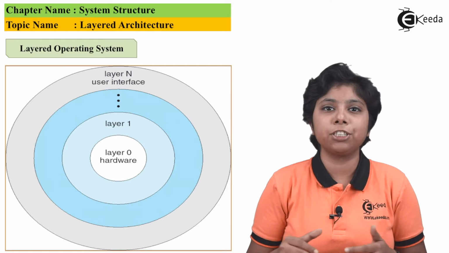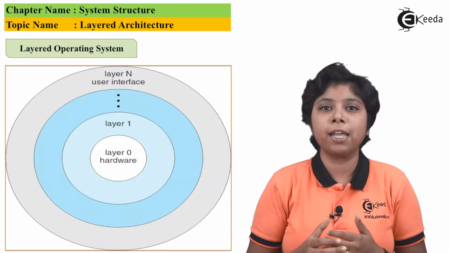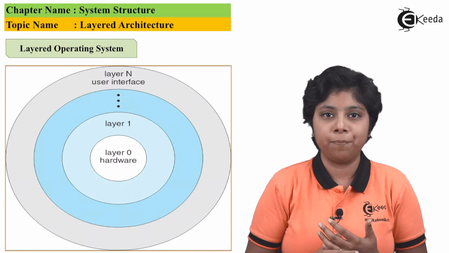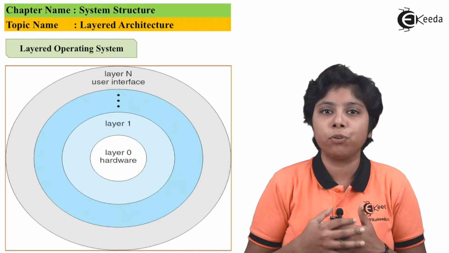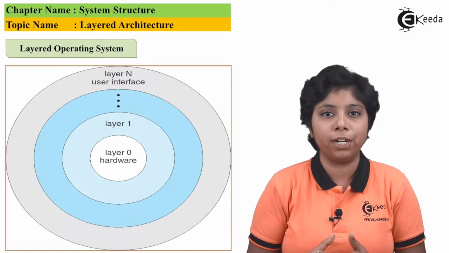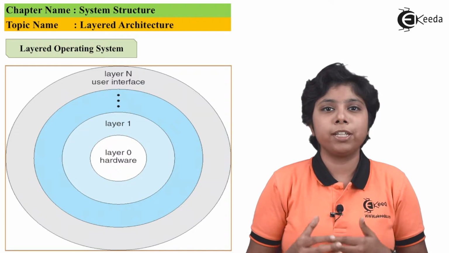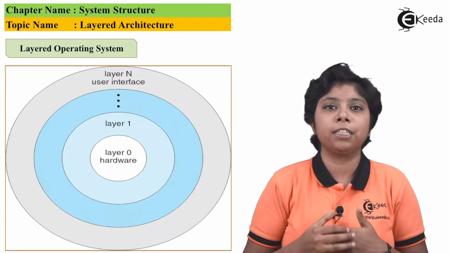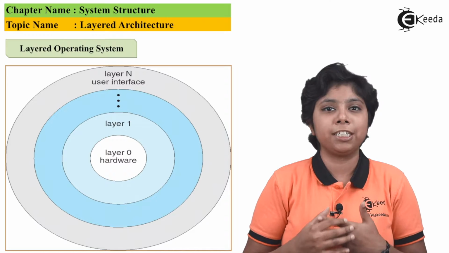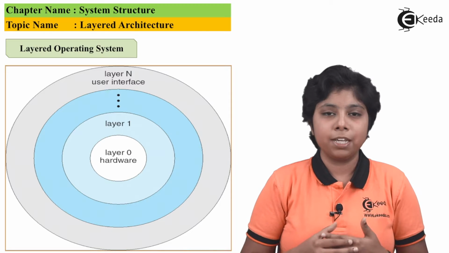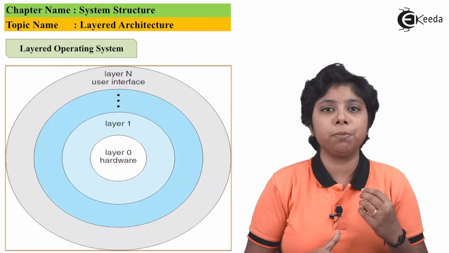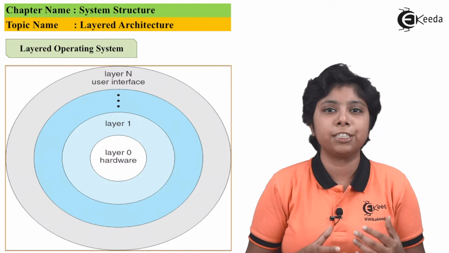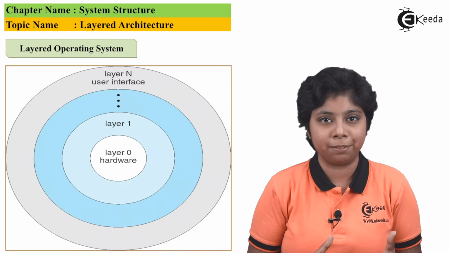So the layered structure is useful for debugging and system implementation. The higher level routines can only invoke routines or services from the lower level only. This makes the debugging and verification task much easier. Suppose that the basic layer is the hardware layer, so we have to debug layer 0 without any concern for the rest of the operating system.